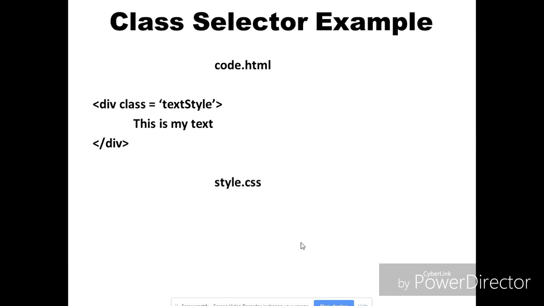I want to give style to this text. So in our style.css file, I will make a class selector, starting with the dot, and after this my class name, that is text style, and after this start the curly bracket, and here I will write our properties. Suppose I want to give the color red, then I use the property color and the value is red. After this, I close the curly bracket. Now let's check out this code in our editor.